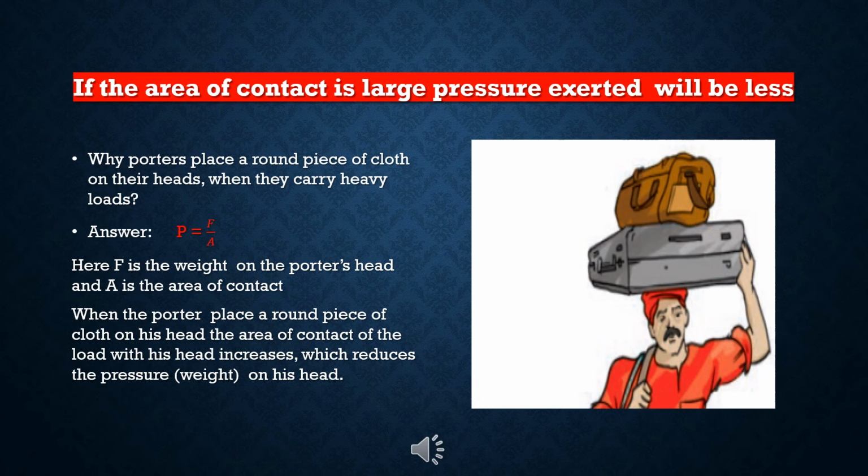Why do porters place a round piece of cloth on their heads when they carry heavy loads? Answer: pressure P is equal to F divided by A. Here F is the weight on the porter's head and A is the area of contact. When the porter places a round piece of cloth on his head, the area of contact of the load with his head increases, which reduces the pressure on his head.